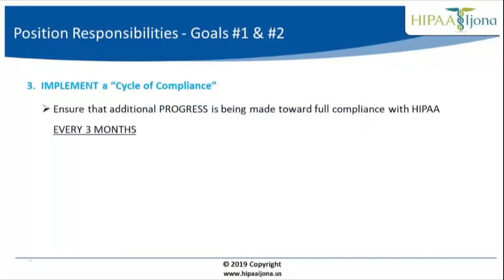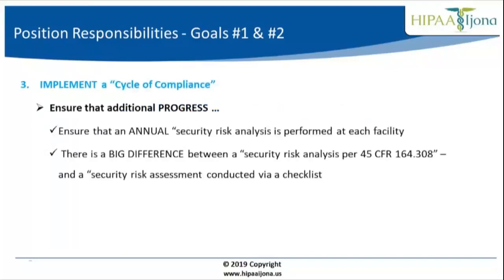So you need, and the regulations say this, you need to ensure that you're making progress toward full compliance with HIPAA at least every 90 days, every 3 months. That's what the regulations say. Now let me help you understand all that, okay? You need to ensure that initial progress is happening in your place. You need to ensure that an annual security risk analysis is performed at every facility.